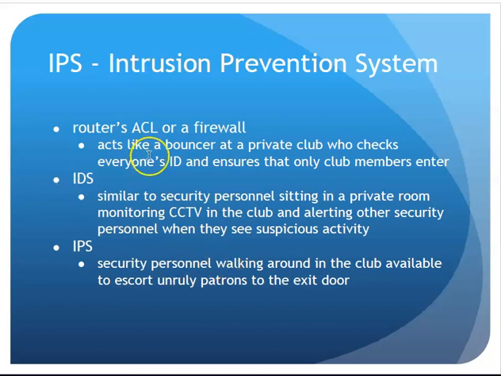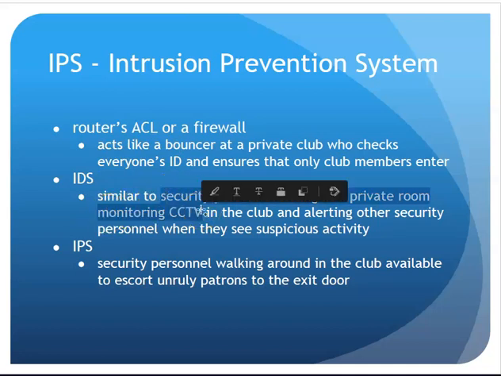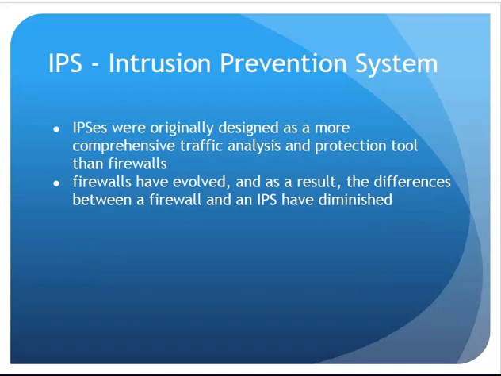So our router access lists, our firewall, that's our bouncer checking IDs at the door. The IDS was the security personnel looking at cameras and alerting the security personnel, hey, something looks odd over here. The IPS is literally, I think the book used the example of a security personnel walking around, being available to escort people out if they get a little bit rowdy. That would be their example there. So the IPS is actually in the mix and can respond too.